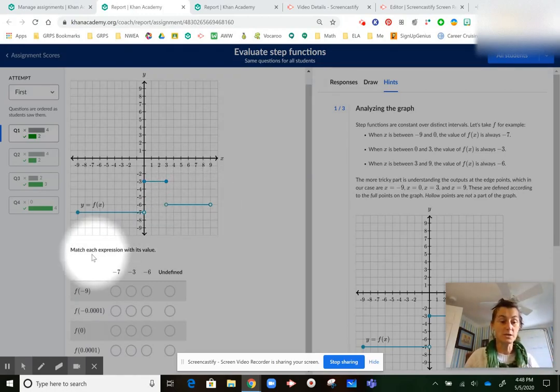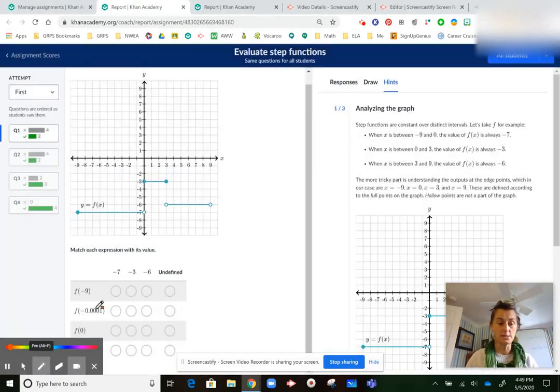So what we need to do is match each expression with its value. Sure, so we're evaluating. We have 4 points to evaluate. We're going to evaluate a couple of them, and then we're good to go. Like we did in the prior one, we're looking for the evaluation of f of -9. So -9 is our x. Here's -9 up here. Let's scroll down. Well, my y is -7. Okay, I guess my answer is -7. That easy.